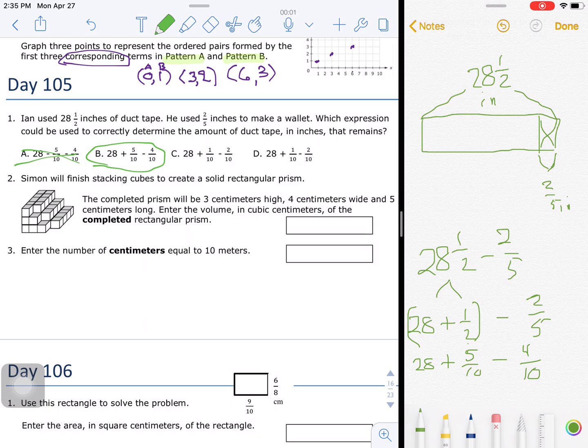Now let's see if the other ones could equal that. We couldn't have C because they did not make equivalent fractions. They used a common denominator, but they didn't make them into equivalent fractions. And this is the same. So we're going to go with selection B.